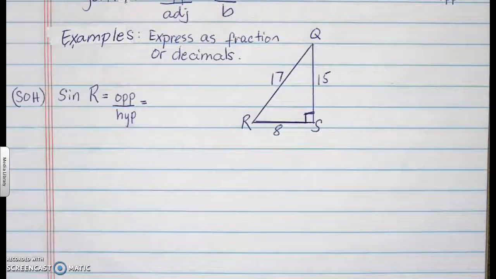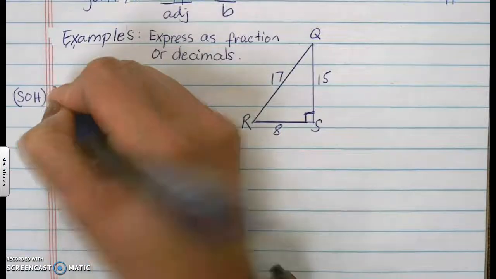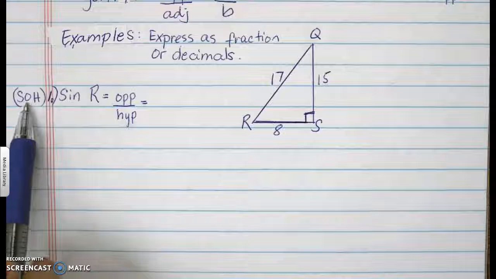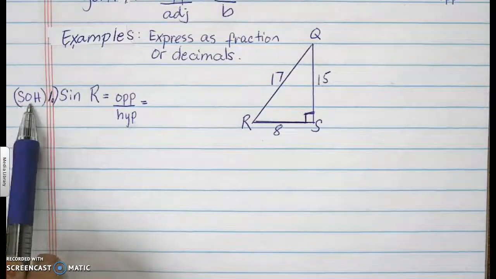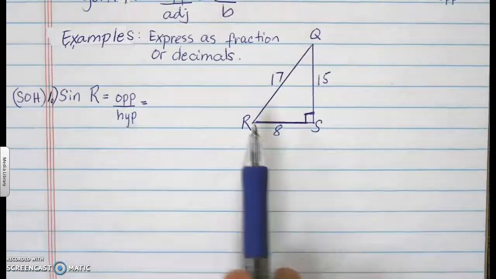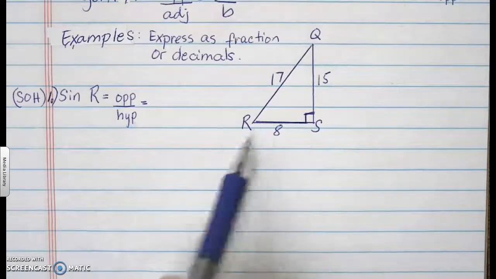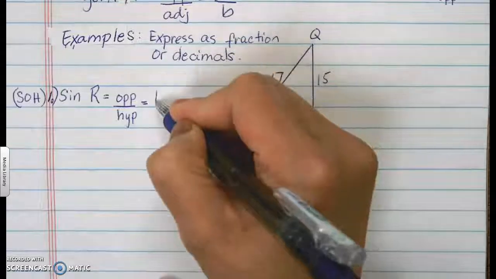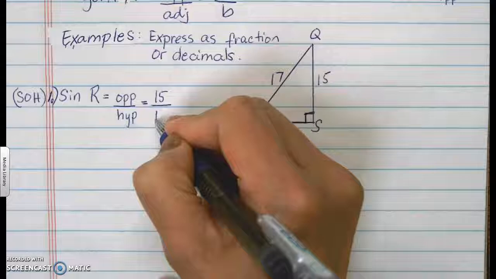So the first one is sine R. So this is your number one right here, sine R. And we know that sine is opposite over hypotenuse. So that's sine, opposite over hypotenuse. So that's what we have. Let's look at angle R. In the case of angle R, the opposite to this angle is right here. That is 15. And the hypotenuse is 17.